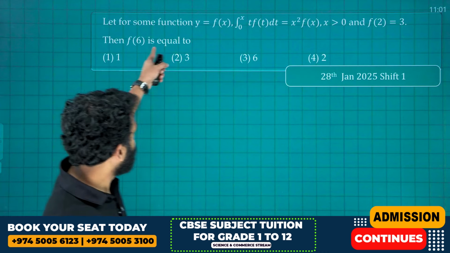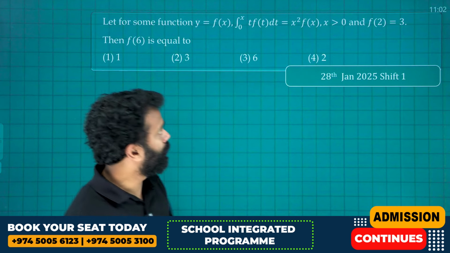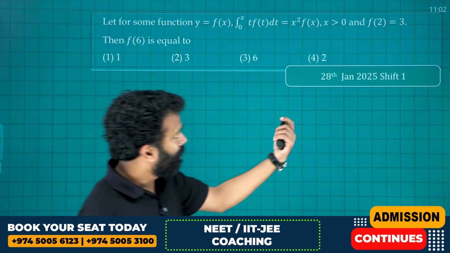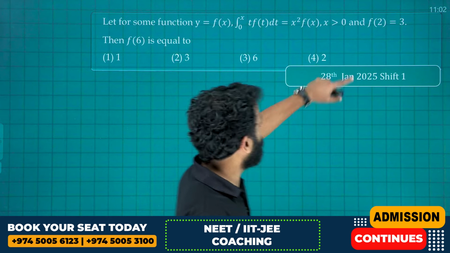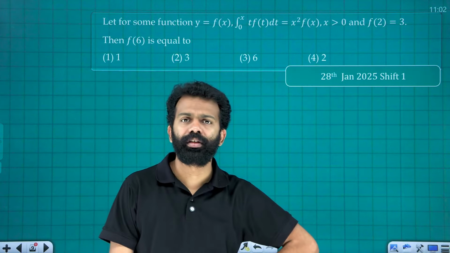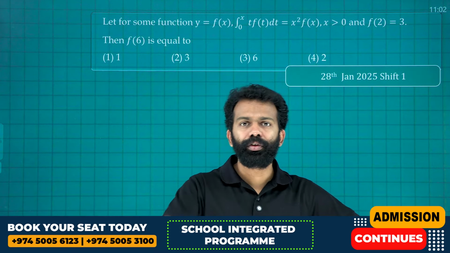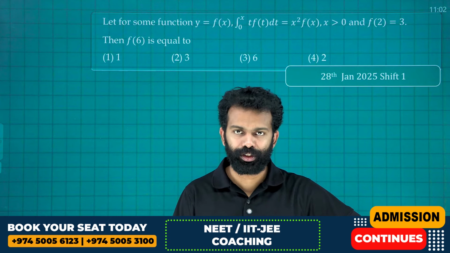See, let for some function y equal to f of x, the integral from 0 to x of t into f of t dt is equal to x square into f of x, where x is greater than 0 and f of 2 is equal to 3. Then f of 6 is equal to, you need to formulate f of 6. So, to do this type of question, which rule you need to use here? Leibniz rule which you need to use here.